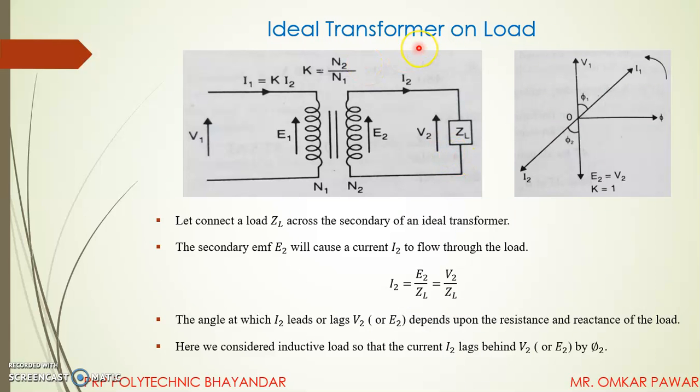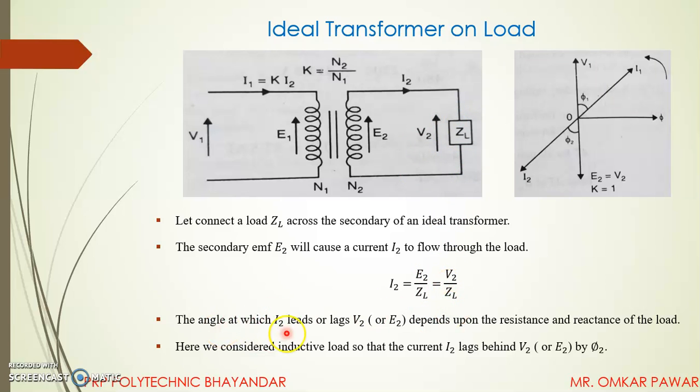Next is the ideal transformer on load. We connect the load on the secondary side of this transformer. Let us connect the load ZL across the secondary of an ideal transformer, and we consider an inductive load. The secondary EMF E2 will cause current I2 to flow through the load, that is I2 will be E2 divided by ZL, or V2 divided by ZL.